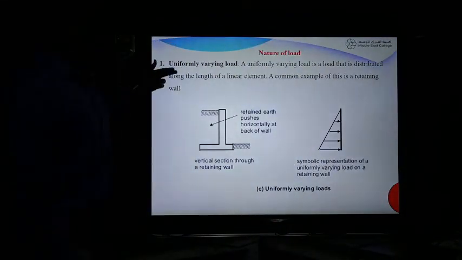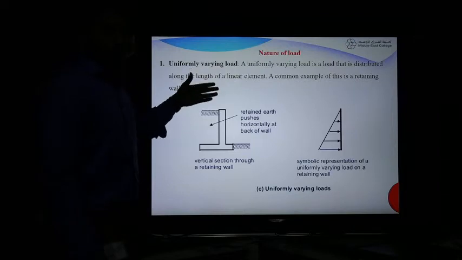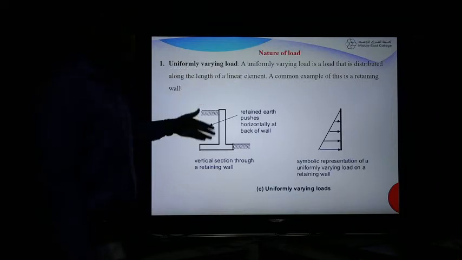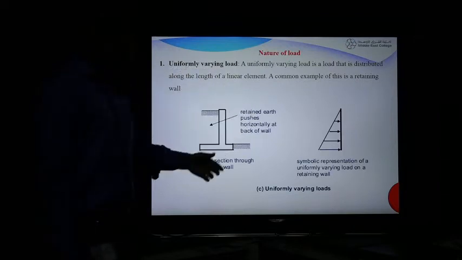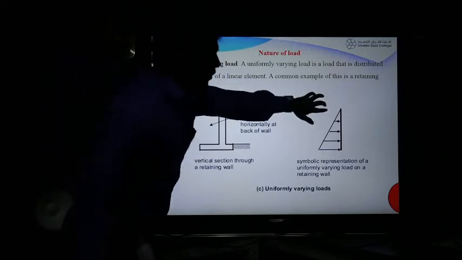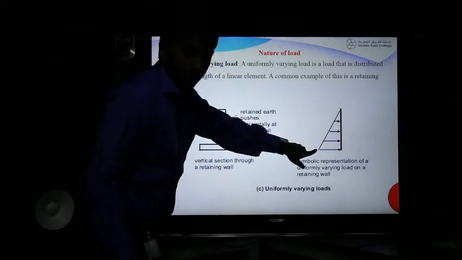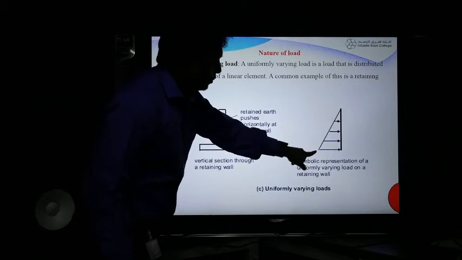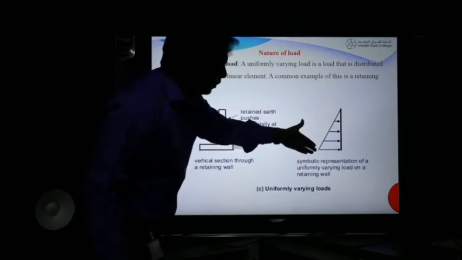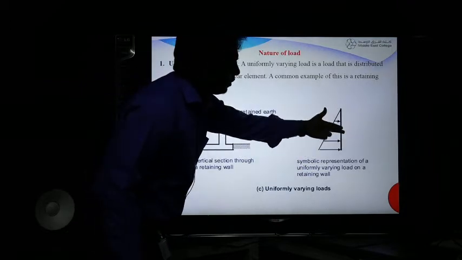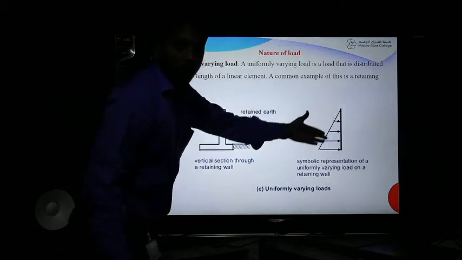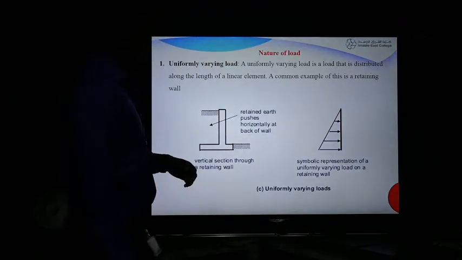The next one is uniformly varying load. It means the load itself is varying. Here the load is 0 and here we have the maximum load. From minimum to maximum, the load varies along different parts of the beam. This is called a uniformly varying load.